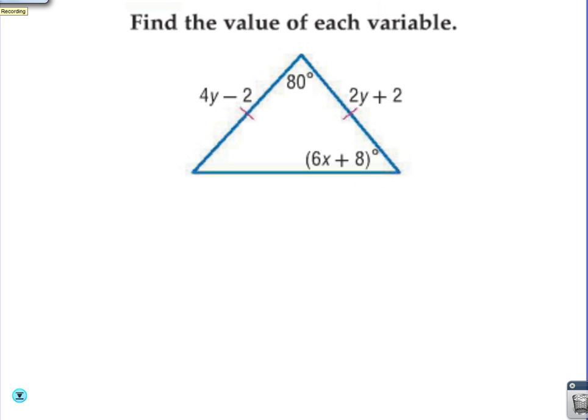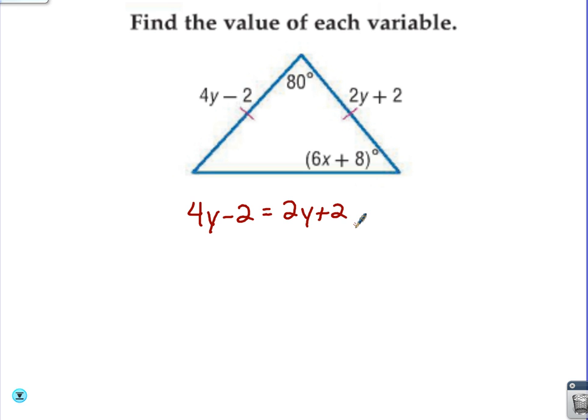Next problem, find the value of each variable. I'll give you a second to look at it. Y will be pretty easy, but trying to figure out what x is might require a little bit of thought. Destiny, help me with y, since it's a little bit easier. Set me up an equation I can use to solve for y, Destiny. 4y minus 2.